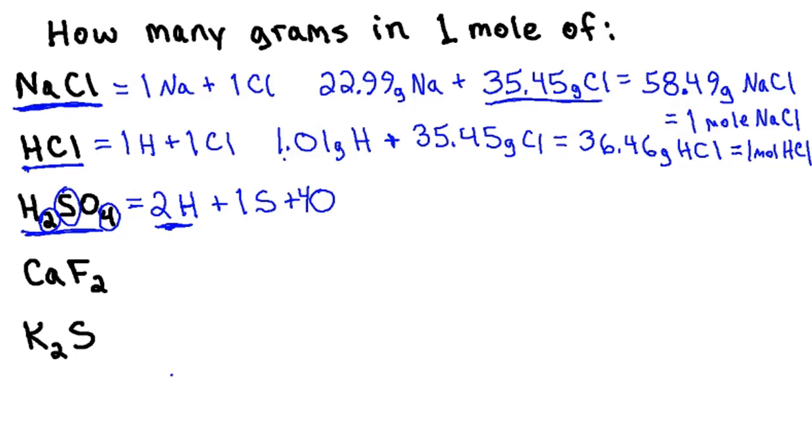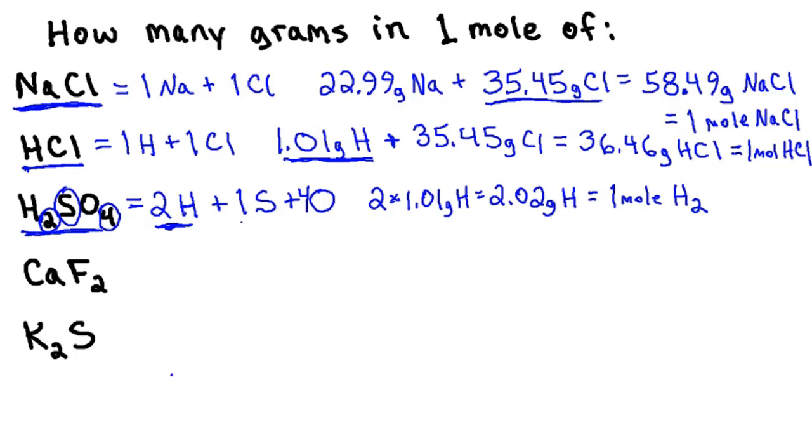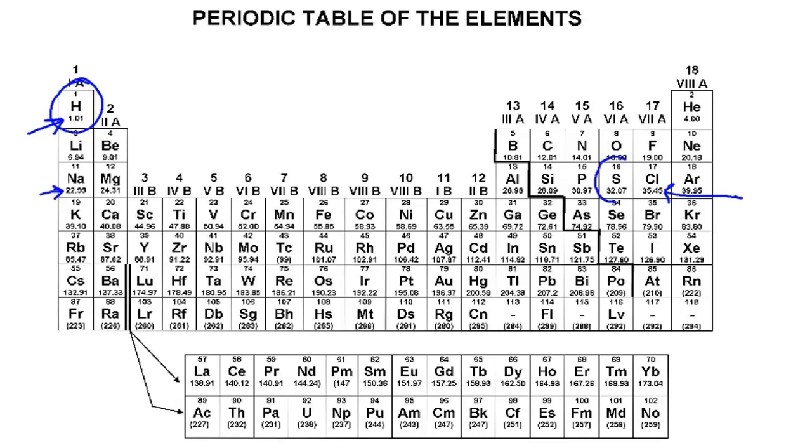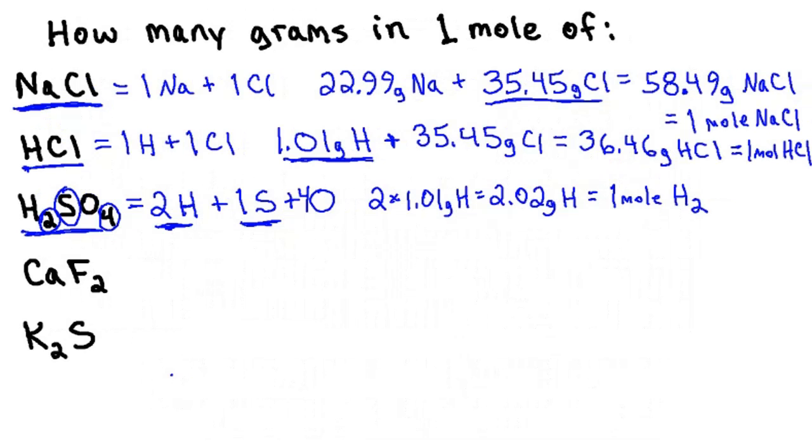We already know that hydrogen is 1.01 grams per mole of hydrogen. But we need 2 moles of hydrogen. So that's going to be 2 times 1.01 grams of hydrogen, which gives us 2.02 grams of hydrogen is equal to 1 mole of hydrogen gas, or of H2. Then we have 1 mole of sulfur. Well, let's go to the periodic table, and sulfur is over here to the right next to chlorine, and sulfur's atomic mass unit is 32.07. So 32.07 grams of sulfur equals 1 mole of sulfur.